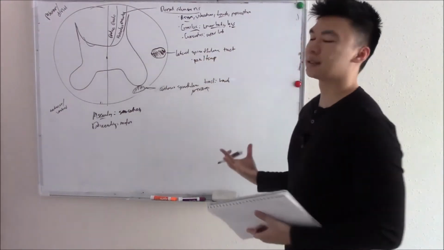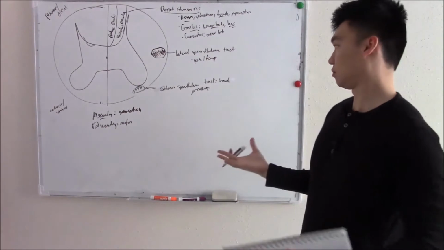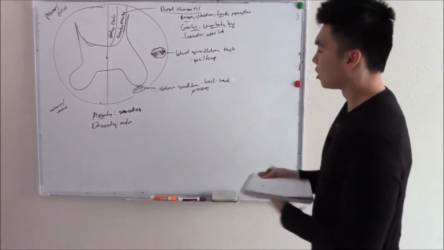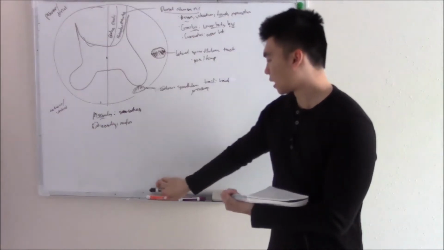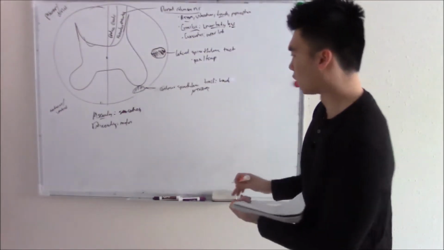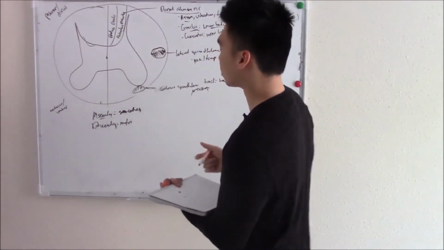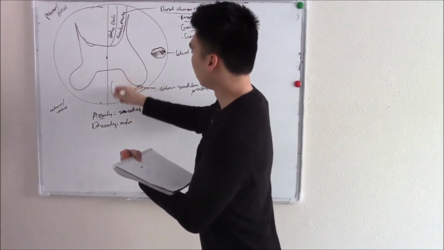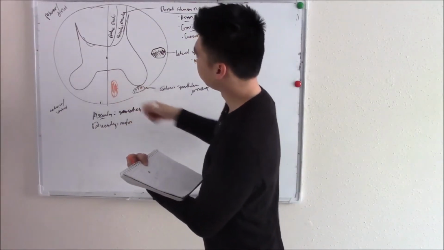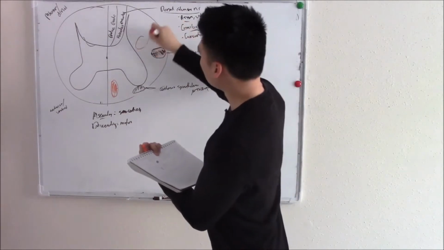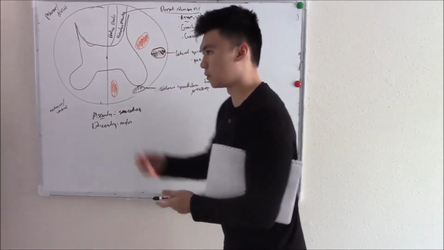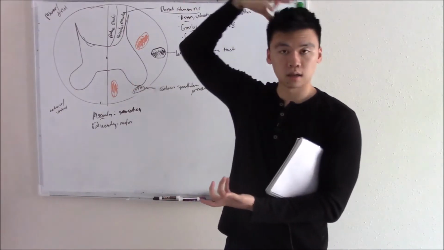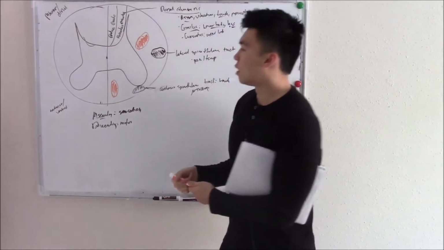Those are your ascending tracts. That's easy enough. Your descending tracts have to do with motor. I'll draw in orange. So you have two descending tracts. You have one located near your anterior end, and one located on your lateral end, that send motor signals from your motor cortex down to your spine.